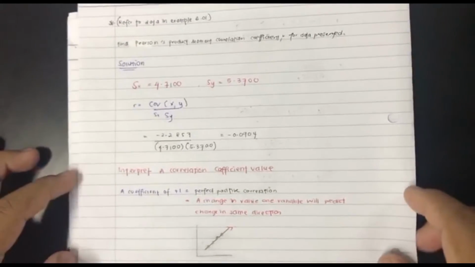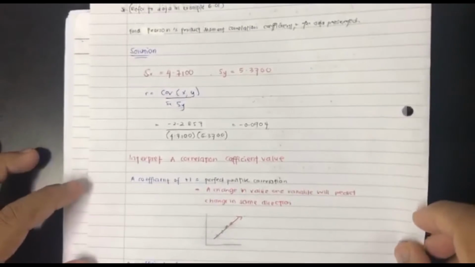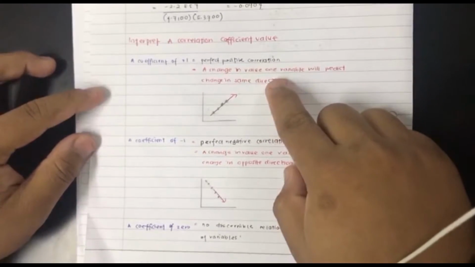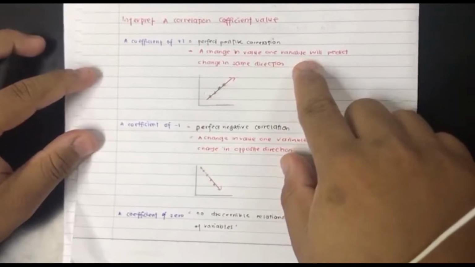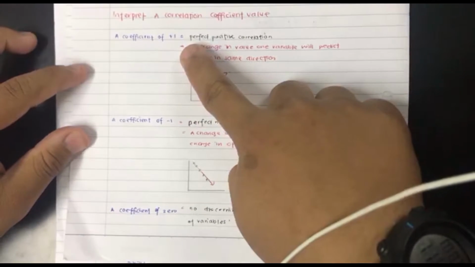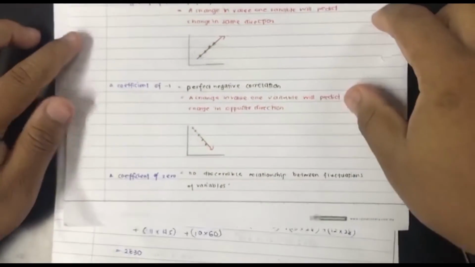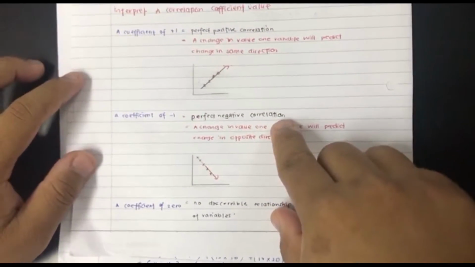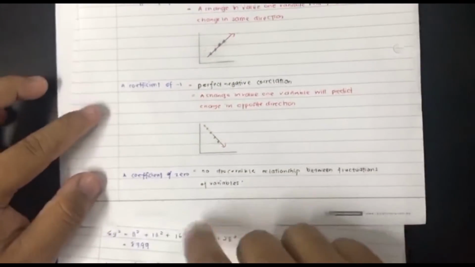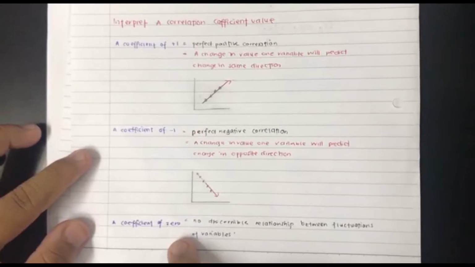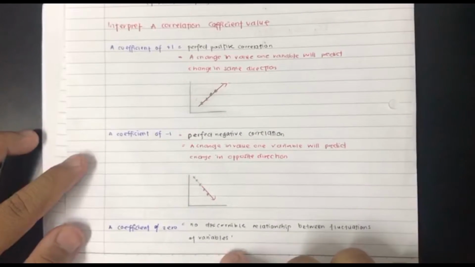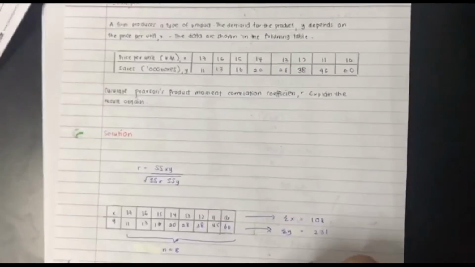So there are three types of correlation coefficient value. First, perfect positive correlation. A change in the value of one variable will predict a change in the same direction, where the coefficient is +1. Next, perfect negative correlation, where the coefficient is -1. And lastly, a coefficient of 0, which means no describable relationship between fluctuation of variables. So let's take a look at the example.